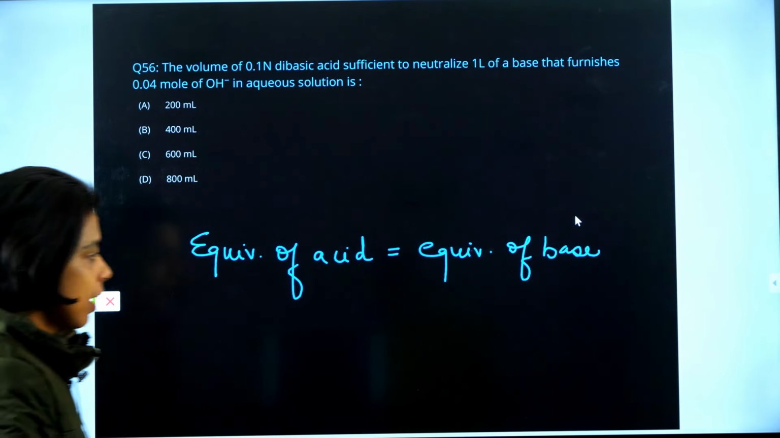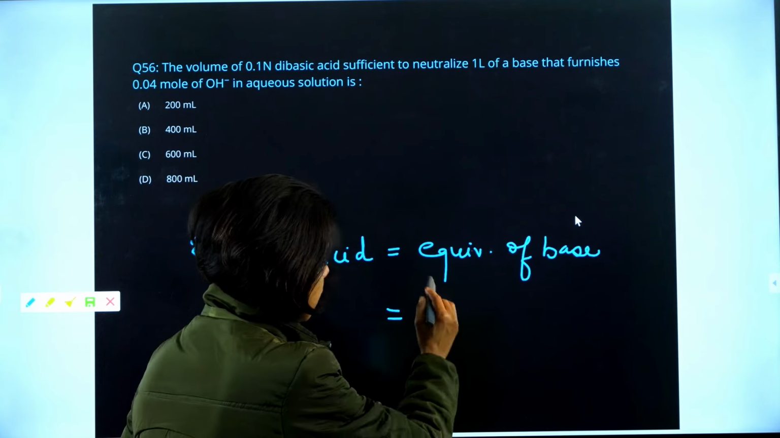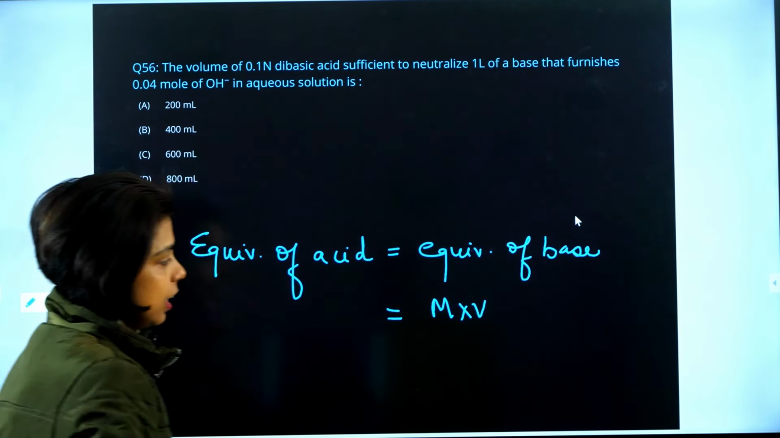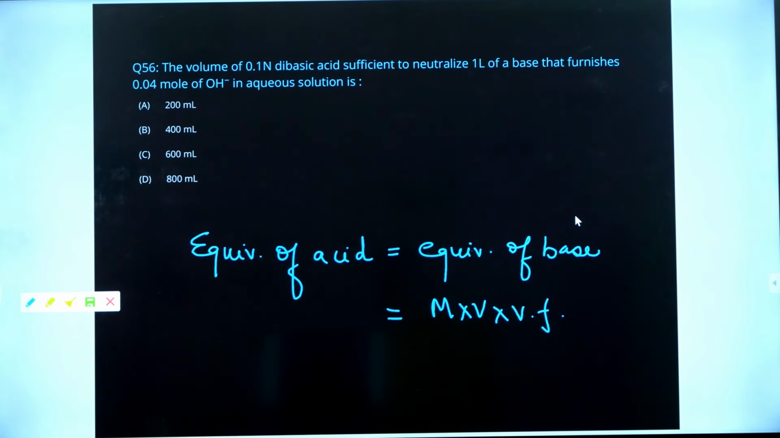The volume is required to neutralize 1 liter of a base that furnishes 0.04 moles. Equivalents is molarity into volume, right? Equivalents is molarity into volume into valency factor, correct? Yes. So that is your equivalents of base. So what you are provided, you have 1 liter of a base, right? That liter of base gives you how many moles of OH negative ions? 0.04 moles of OH negative ions are there, right?